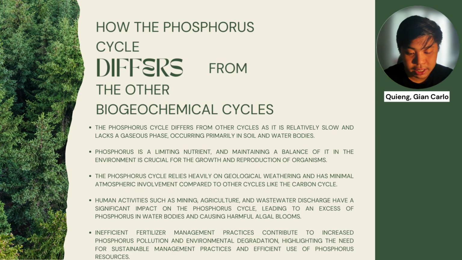Finally, there are inefficiencies in current fertilizer management practices that are leading to increased phosphorus pollution and environmental degradation. This highlights the importance of sustainable management practices and the need for efficient use of phosphorus resources. In conclusion, understanding the unique characteristics of the phosphorus cycle is crucial for sustainable management of this critical nutrient.